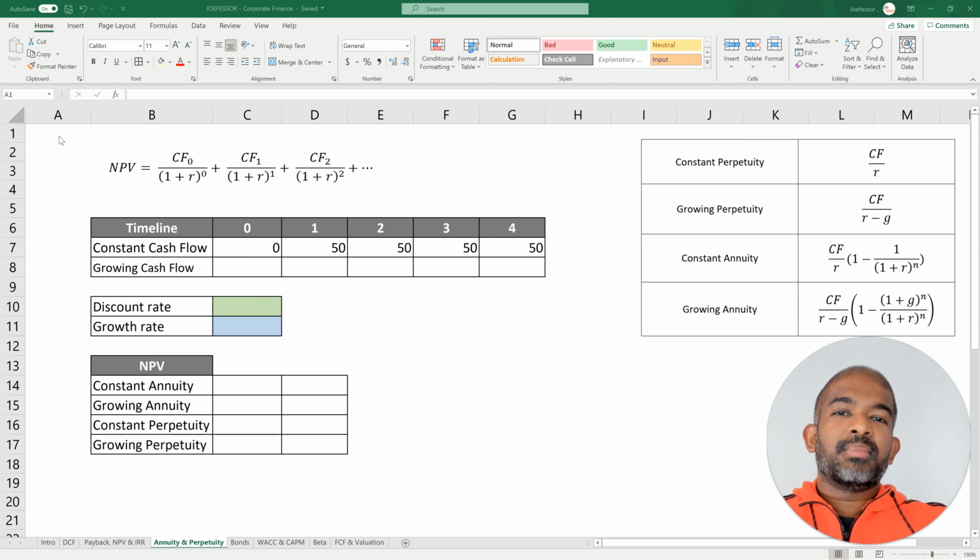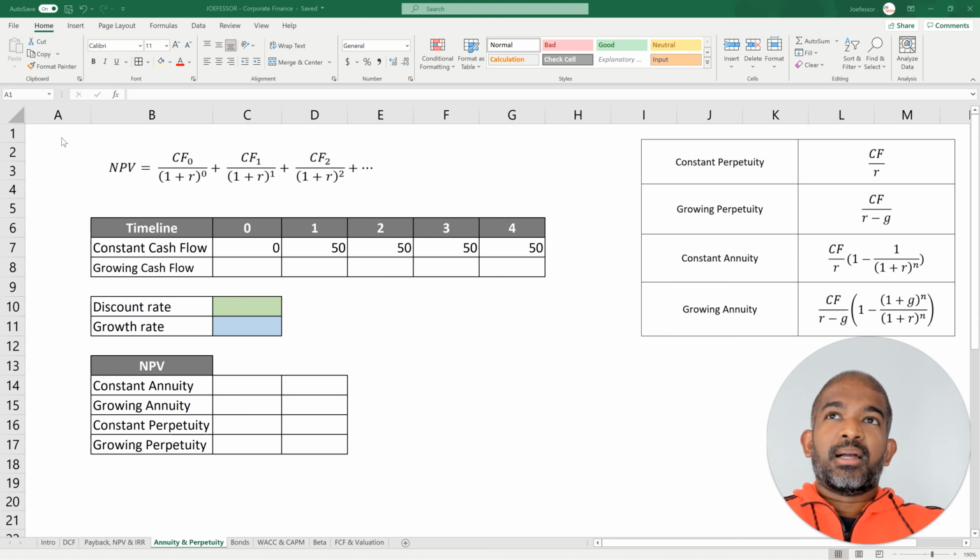Hello there. In this video, we're going to discuss how to calculate the net present value or NPV for annuities and perpetuities. To begin with, we need to define what an annuity or perpetuity is, right? So an annuity is a set of cash flows which can be constant or growing for a finite duration of time. It's basically a set of consistent cash flows, right?